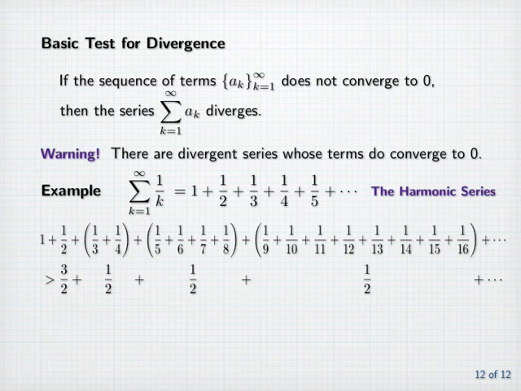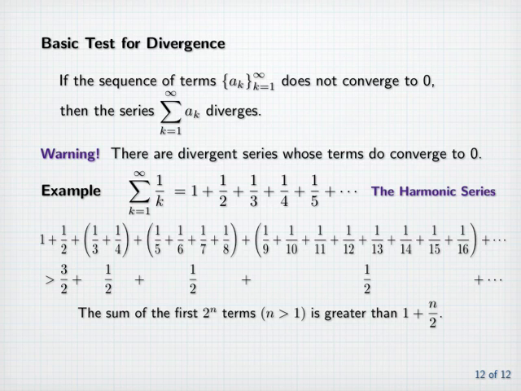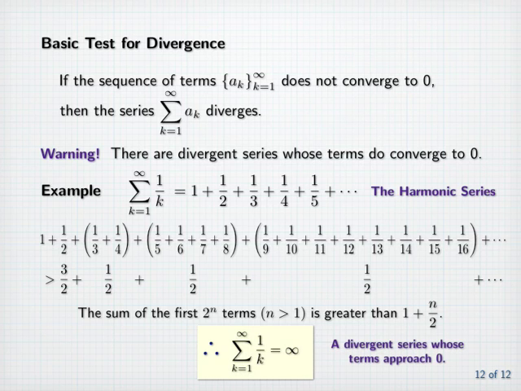In fact, it turns out that the sum of the first 2 to the n terms here, for n greater than 1, is greater than 1 plus n over 2. Therefore, the sequence of partial sums diverges to infinity. Therefore, it makes sense to say that the sum from k equals 1 to infinity of 1 over k equals infinity. So the harmonic series provides us with a very important example of a divergent series whose terms approach 0.